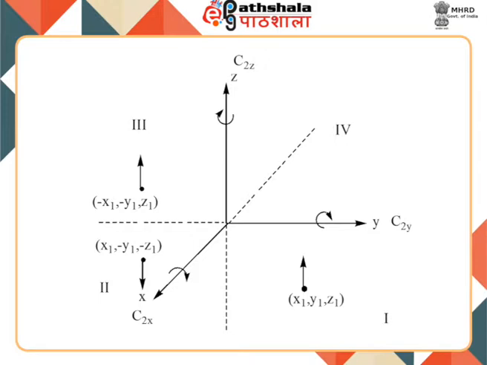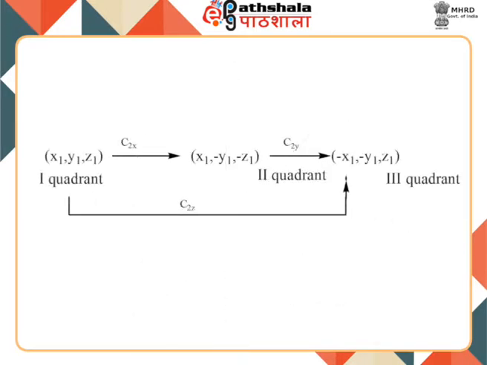Now apply C2z clockwise to the original point, arrow up, x1, y1, z1 in the first quadrant. It will take this point to the point minus x1, minus y1, z1 in the third quadrant. It is the same result as has been obtained by carrying out C2x and C2y successively on the general point in the first quadrant. Thus, what we see is C2y into C2x is equal to C2z.